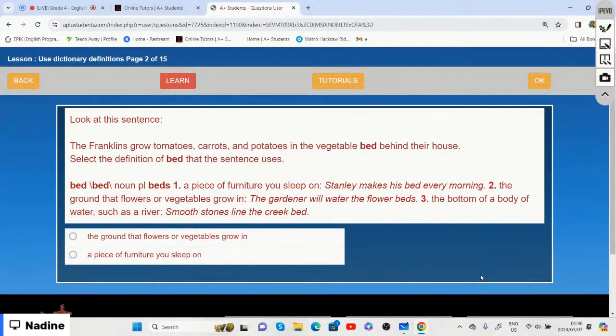All right. So we have the word bed. It says the Franklins grow tomatoes, carrots, and potatoes in the vegetable bed behind their home. So the word bed. Is it a piece of furniture you sleep on? The ground that flowers and vegetables grow in? Or water such as a river? The bed.